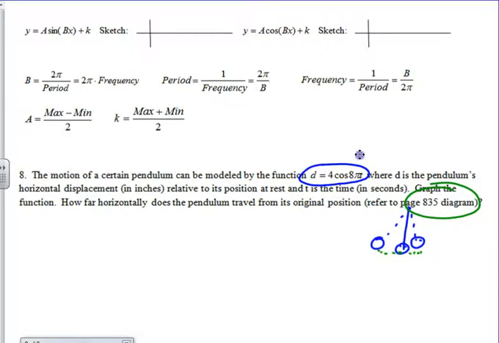Well, if you look at your equation, there's actually no work. The amplitude is referring to the displacement of the pendulum. It goes up 4, down 4, up 4, down 4. So the horizontal displacement is simply 4 feet. It's the amplitude.